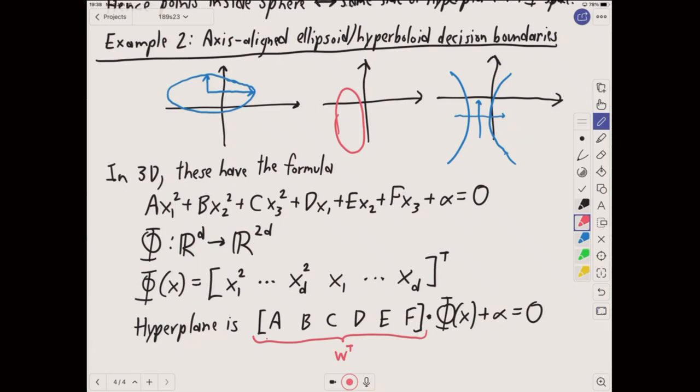So what we've done is we've taken in a bunch of sample points with D features each, and we've turned them into 2D features for each training point. Then we train an SVM on that, and if the points are separable by an axis-aligned ellipsoid or a hyperboloid, then the points lifted to phi space will be separable by a hyperplane whose normal vector is this.